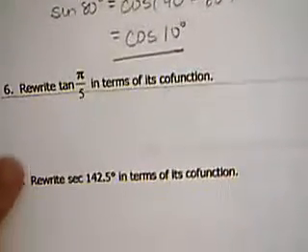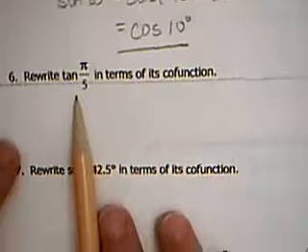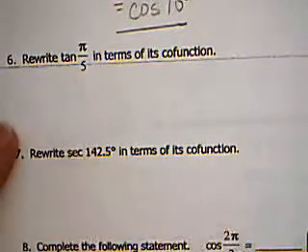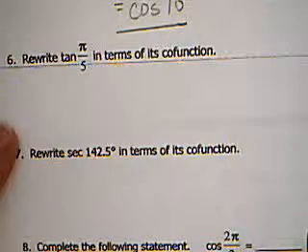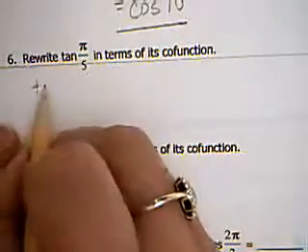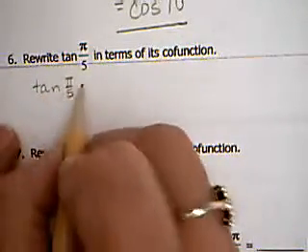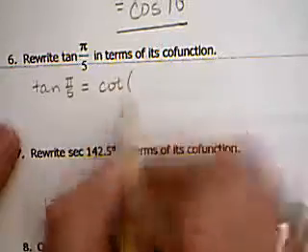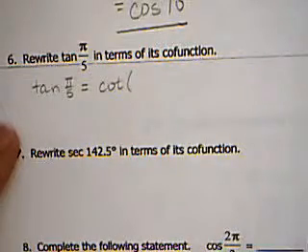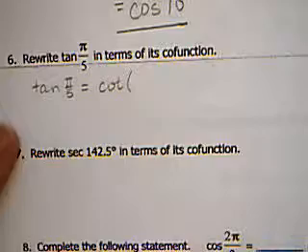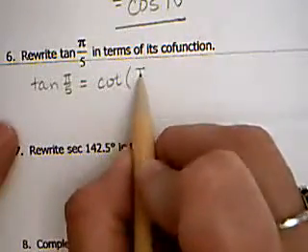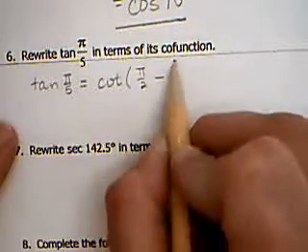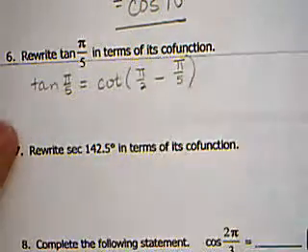Okay, same type of problem on number 6, except now we have an angle that's in radians. So it says rewrite tangent of pi over 5 in terms of its cofunction. So again, what's the cofunction of tangent? It's cotangent. So we could say the tangent of pi over 5 is equal to the cotangent of 90 minus pi over 5, remember on the formula, but since we're using radians, instead of 90 it's going to be pi over 2 minus pi over 5.